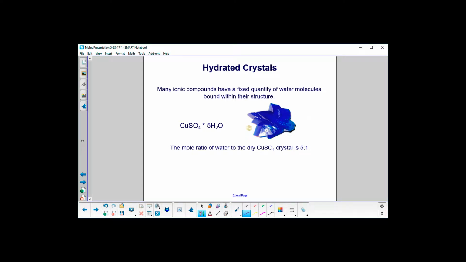Many ionic compounds have a fixed quantity of water molecules bound within their structure. So the way we show that is, here's copper sulfate, and it has 5 water molecules bound within it. So we have this little asterisk here. So the mole ratio of water to the dry crystal will be 5:1.